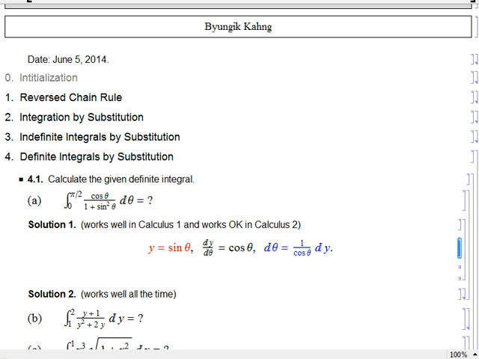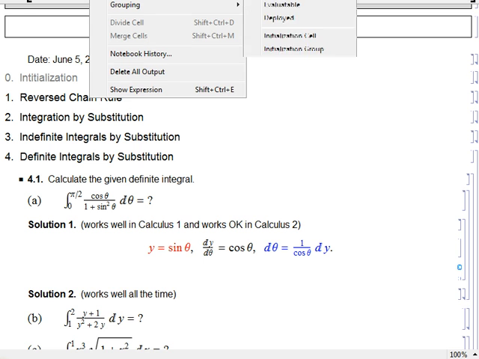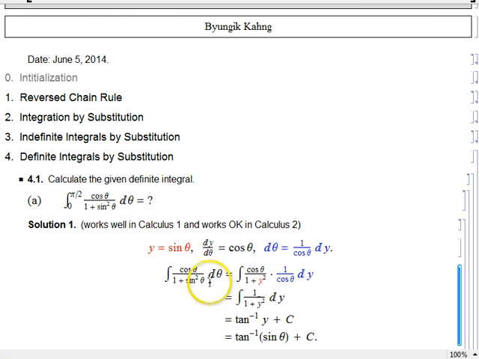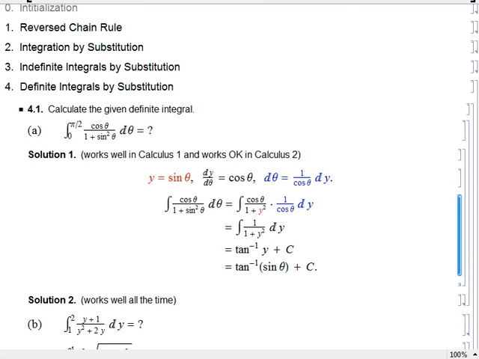Here's the substitution: y as sine of theta, and then the derivative is cosine, and then d theta is 1 over cosine times dy. And then the integral becomes like this. Sine squared is y squared, and the cosine theta in the numerator and denominator just cancel each other out, and what we have is this antiderivative, 1 over 1 plus y squared dy.